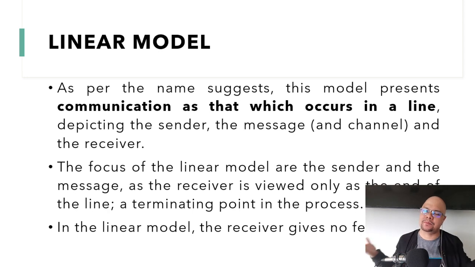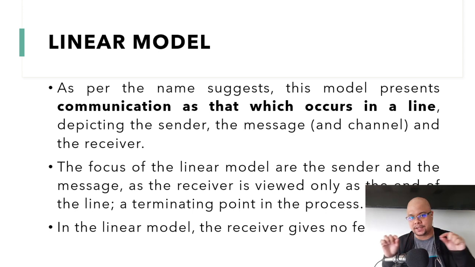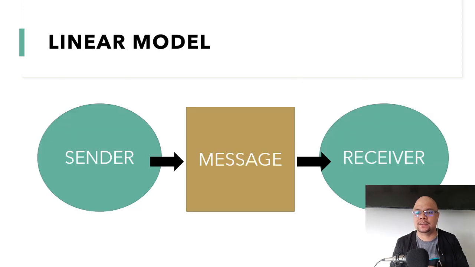Now, to me, this one is the most basic model because, as the name suggests, this is communication that occurs in a line. We have the sender, the message, and then the receiver. Now, the focus of the linear model is actually just the sender and the message. The receiver is nothing more than the terminating point of the communicative event. Now, when we say this is linear or one way, we mean that no feedback is given by the receiver back to the sender.